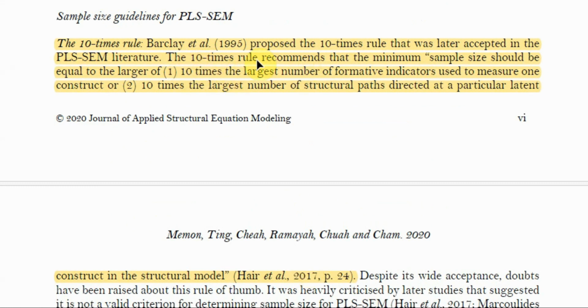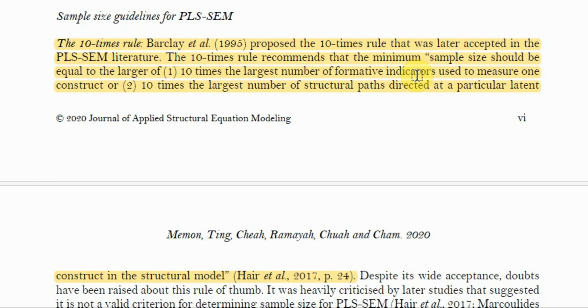Now this 10 times rule recommends the minimum sample size should be equal to 10 times the largest number of formative indicators. So let's say I've got 5 formative indicators. My sample size should be 10 times the largest number of formative indicators. What's the largest number? Let's say 5. So 5 times 10, my sample size should be at least 50.